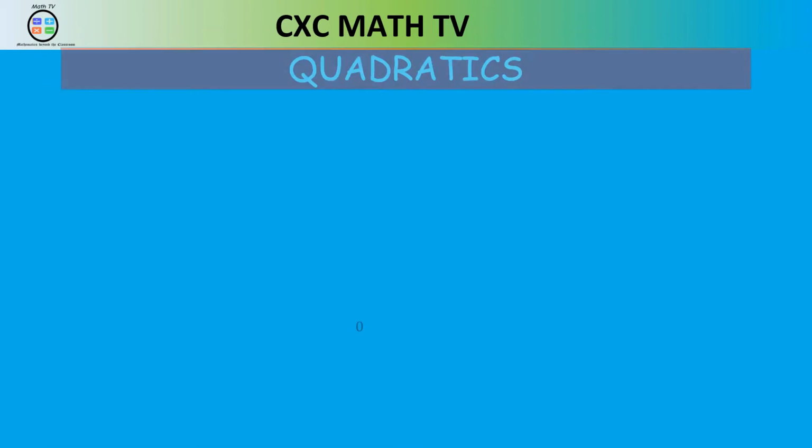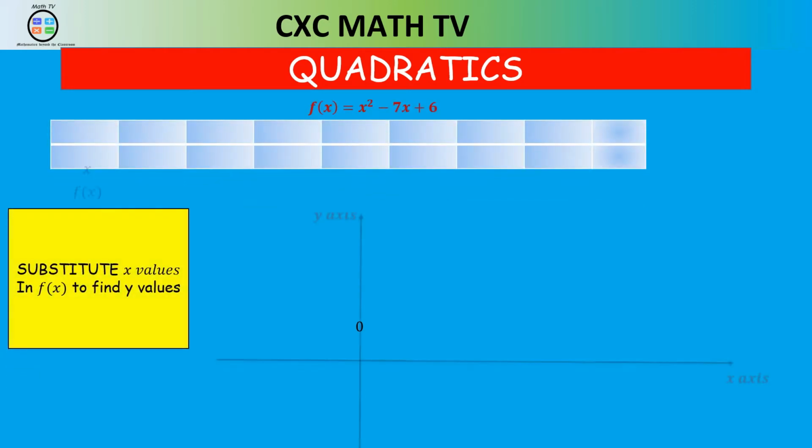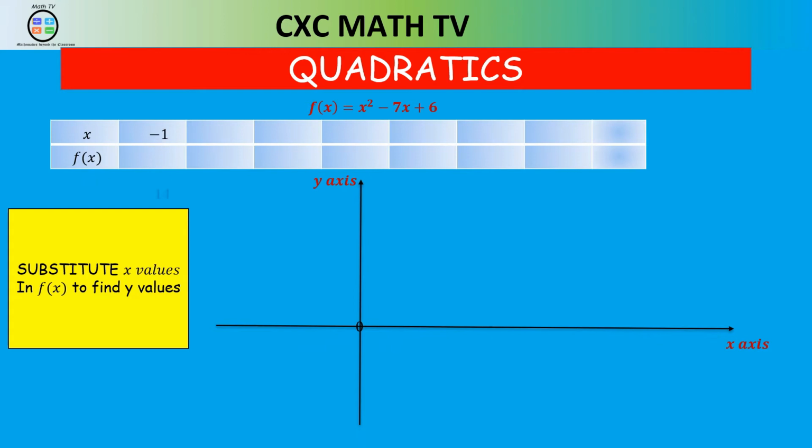Now if you were to plot the graph of f(x) = x² − 7x + 6, all we're going to do is substitute x values in f(x) to find their corresponding y values. When we plug in −1 in f(x), we get 14. When we plug in 0, we get 6. When we plug in 1, we get 0. When we plug in 2, we get −4. When we plug in 3, we get −6. When we plug in 4, we get −6. When we plug in 5, we get −4. And when we plug in 6, we get 0.